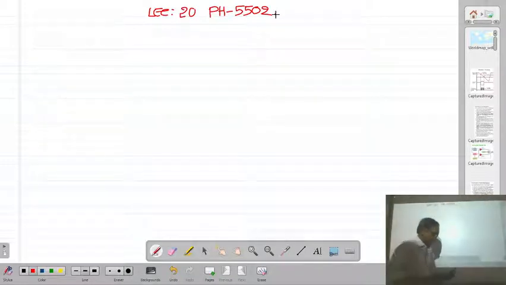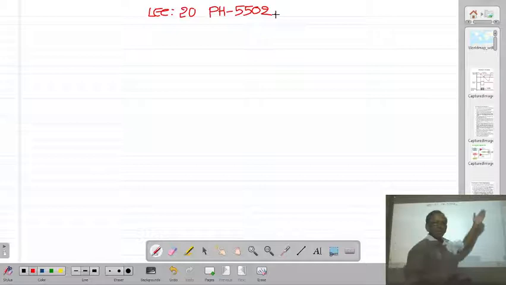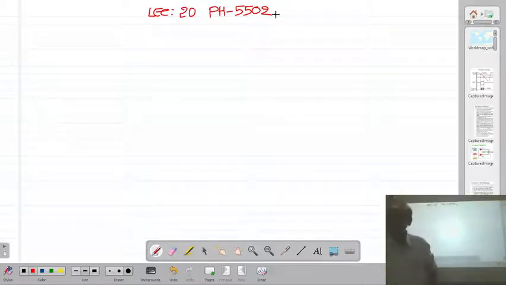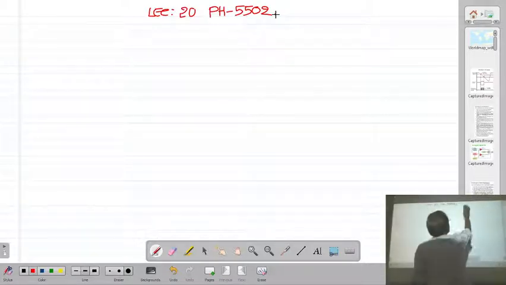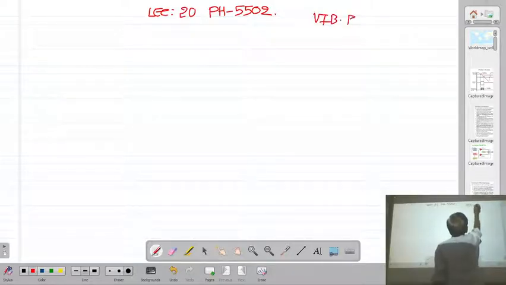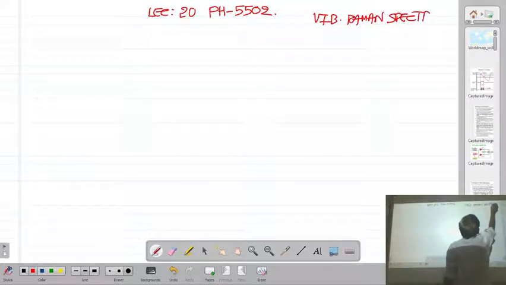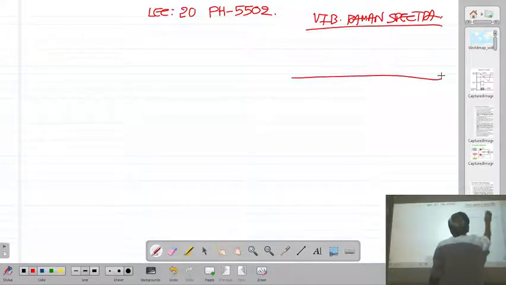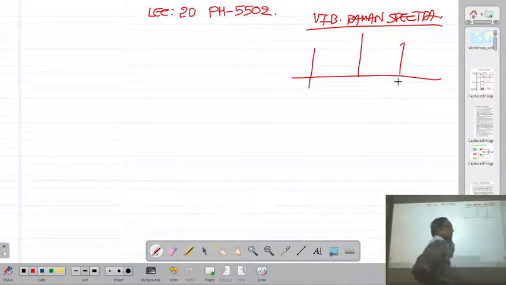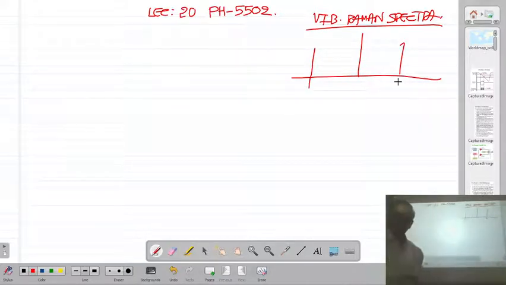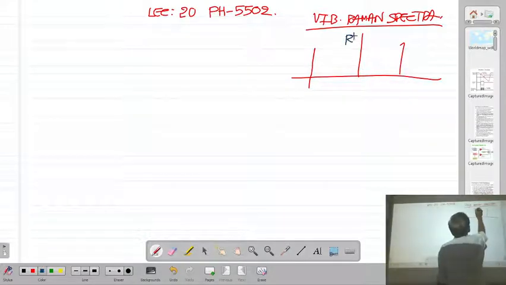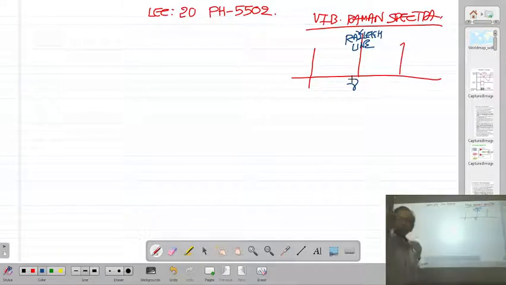So, you remember in the last lecture 19 of PH 550, we have discussed the vibrational Raman spectra. In case of vibrational Raman spectra, we are getting three lines. One is the Rayleigh line at wave number nu.